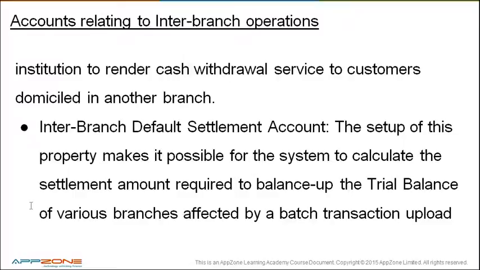at the end of the day. We have transactions that are uploaded via Excel, some of which are cash, some of which are non-cash. All these are settled automatically by an account called default settlement.